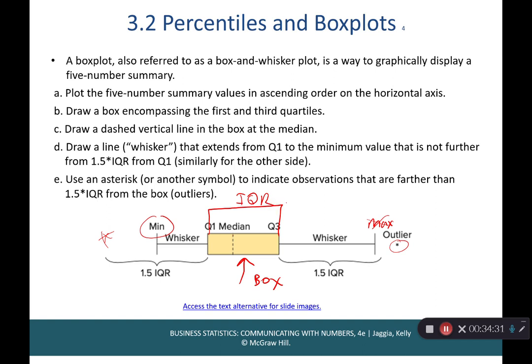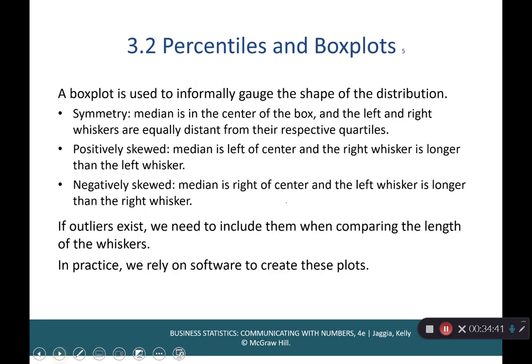Again, we let software do this for us, so there's really not a need to go into detail on how to do it. But the box plot is another important graph that we use when we have quantitative data. We do that because we're obsessed about the distribution, the shape of the distribution, and we can also figure out symmetry or skewness based on the box plot.